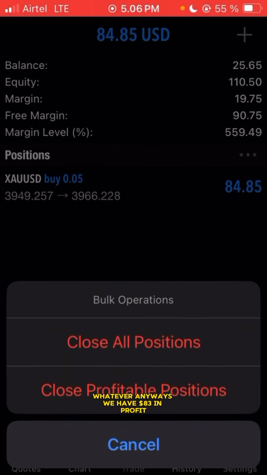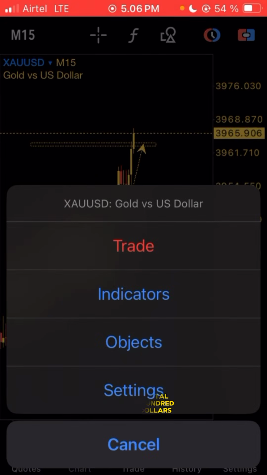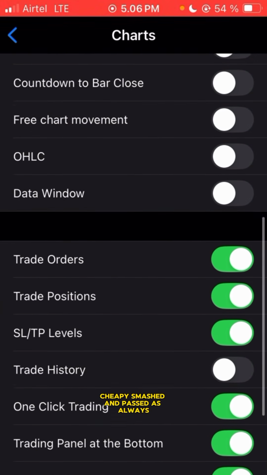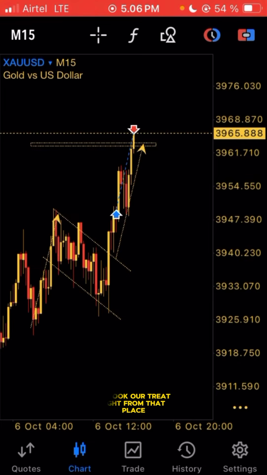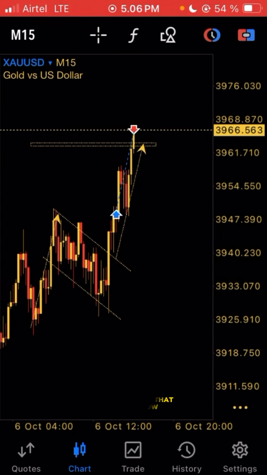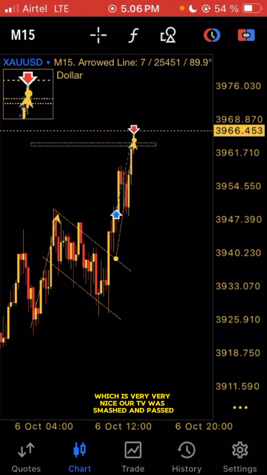Anyways, we have $83 in profit, making our total balance of $108. TP smashed and passed, as always. Now, look at that. We took our trade right from that place, right there at that blue arrow, down to the exit at the red arrow, which is very, very nice. Our TP was smashed and passed.